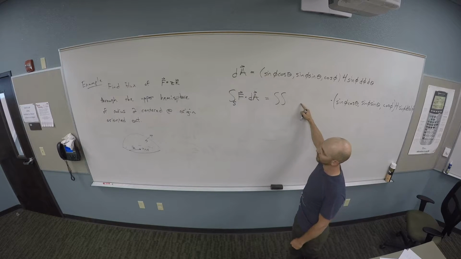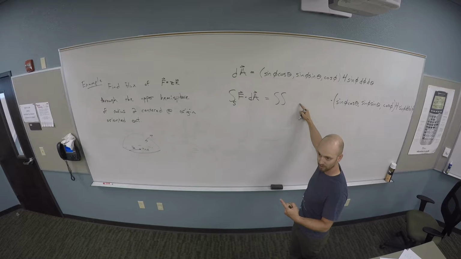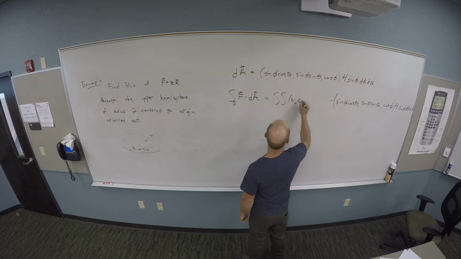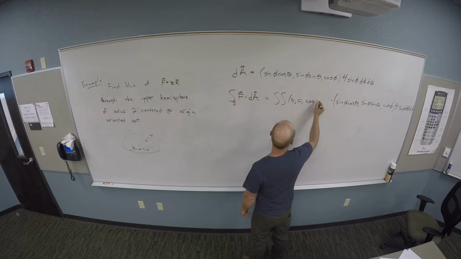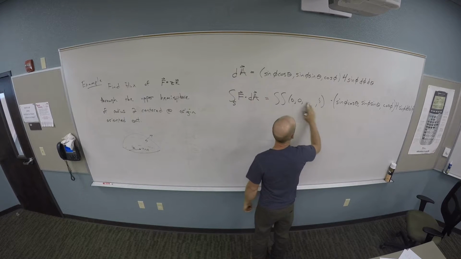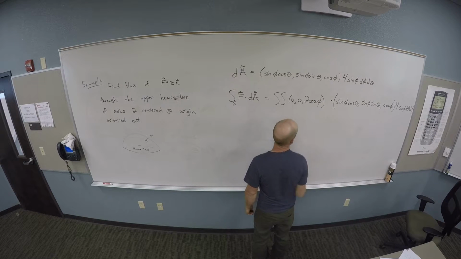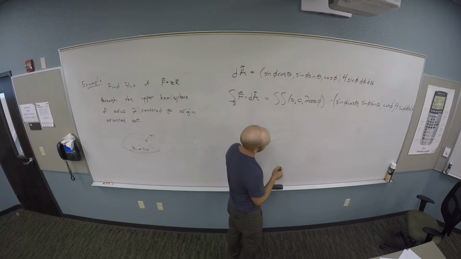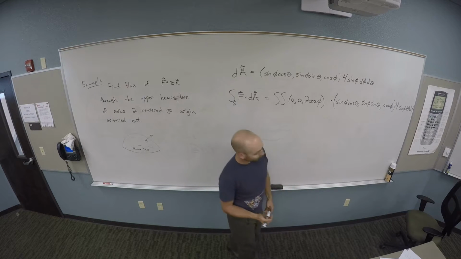So what's my vector field? It's 0, 0, z. So 0, 0, rho cosine phi. So I need what? A 2. Yeah, I need a 2. Okay, and thankfully when I do this dot product, lots of things will go away. What else have I missed here?